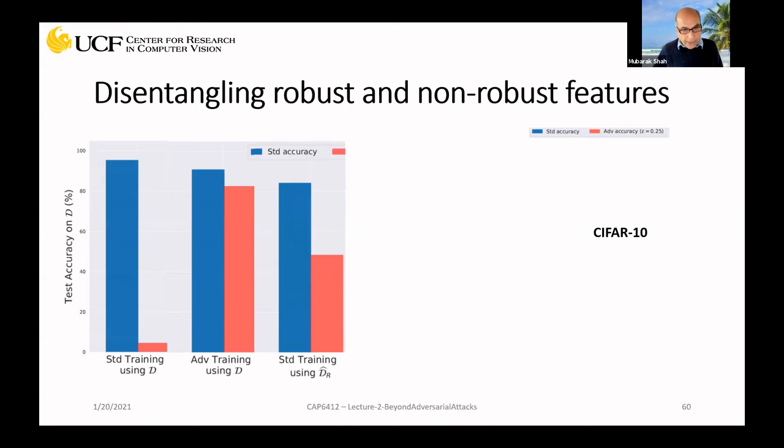Now we are going to use these robust examples. In that case, the standard accuracy for the classifier trained on these robustly disentangled data sets is a little less, but it's okay. And then when we do the adversarial attack on that, it reduces this much, which is still reasonable.